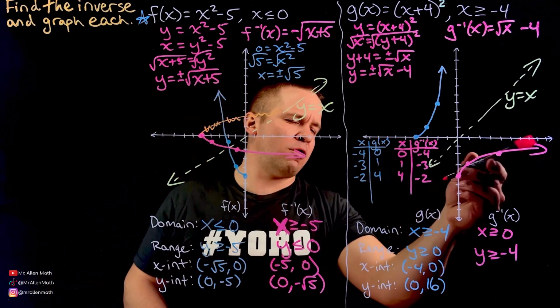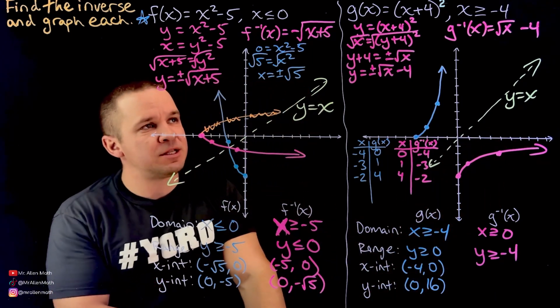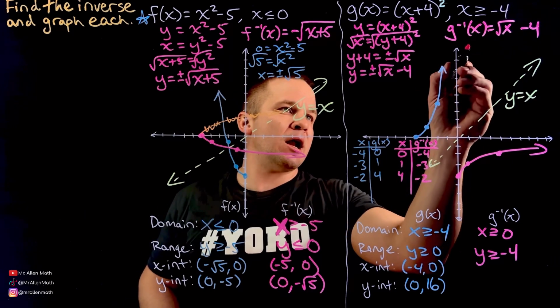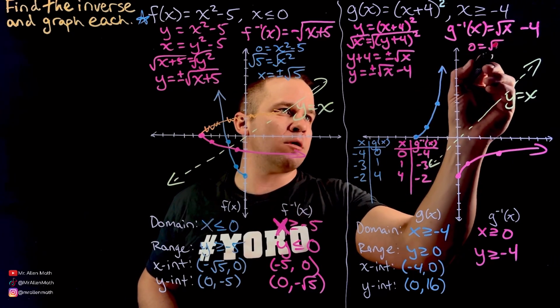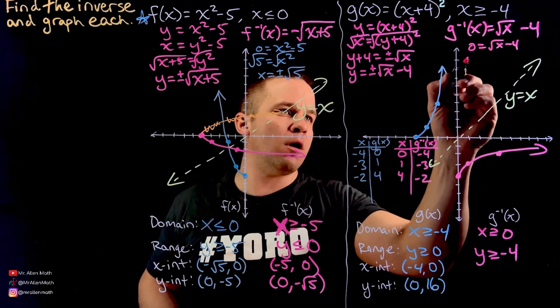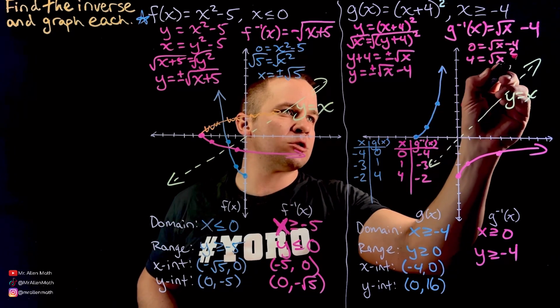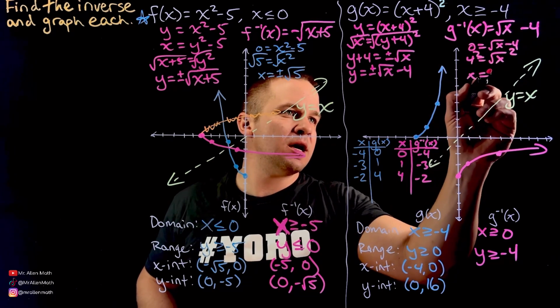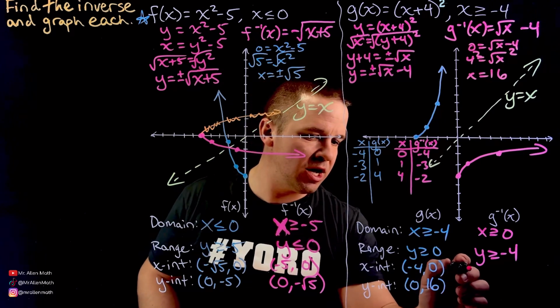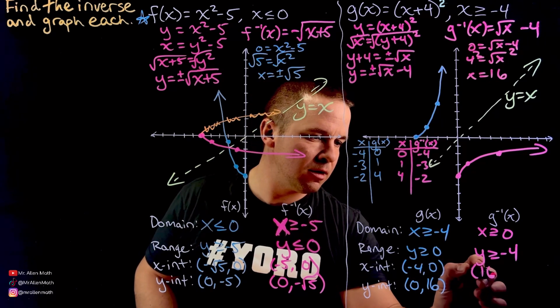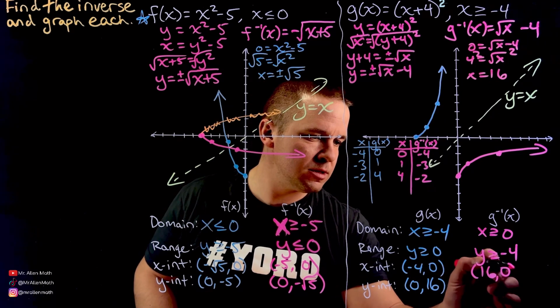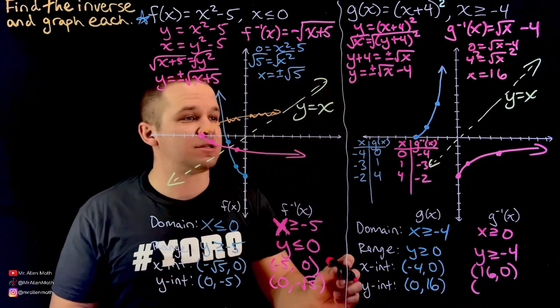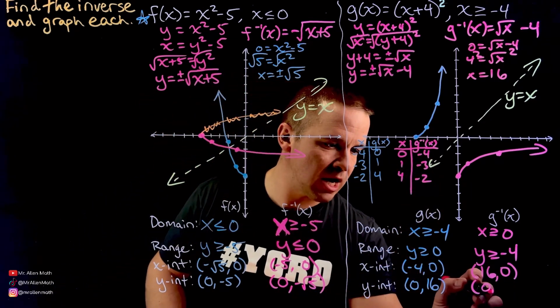X-intercept. Let's see, when's that thing going to cross? Well, if I were to set this equal to 0 and solve, I'd have 0 equals the square root of x minus 4. Add 4. 4 equals the square root of x. Square both sides. Oh my goodness, is that going to equal 16? It does. So we get 16, comma, 0. And then my y-intercept is at -4, so 0, comma, -4.